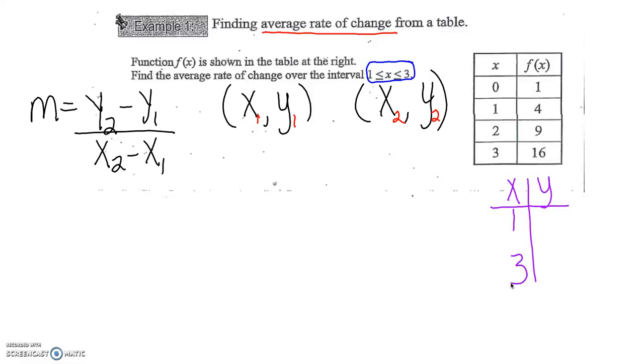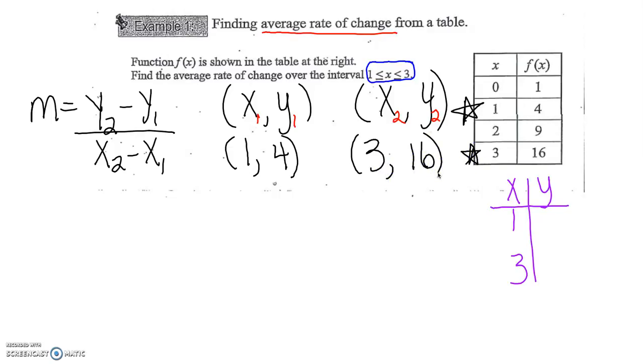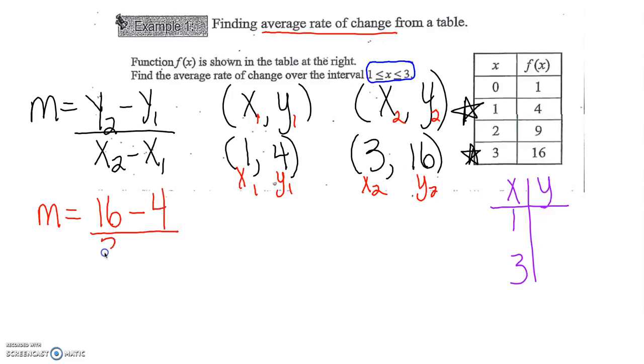So we're going to use this table to find the ordered pairs. So when my x is 1, from this table, I see that my y is 4. And then the second one, when my x is 3, here, it shows that my y is 16. Now I'm going to label these. This is x1, y1, and this is x2, y2. I'm going to substitute into the formula. So m equals, in the place of y2, I'm going to put 16 minus y1, which is 4, divided by x2, which is 3, minus x1, which is 1.